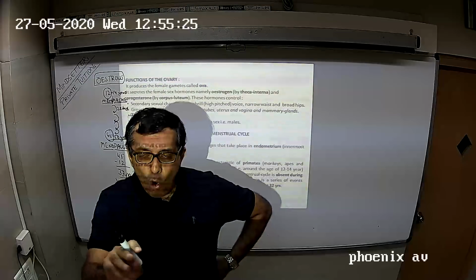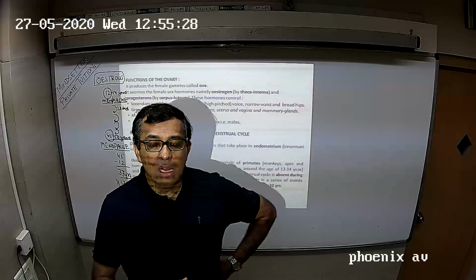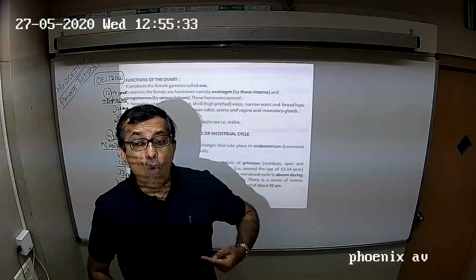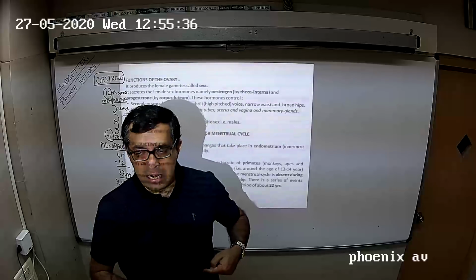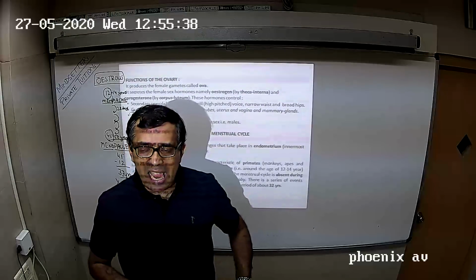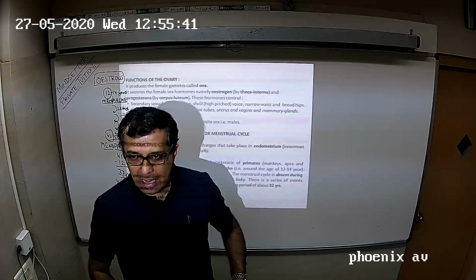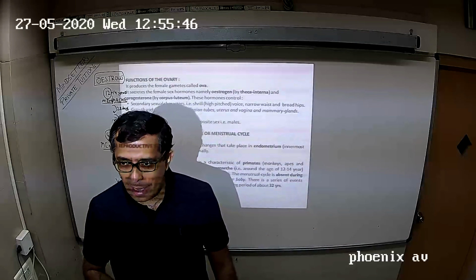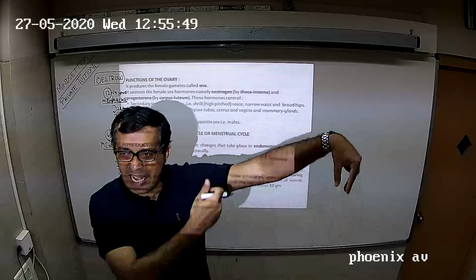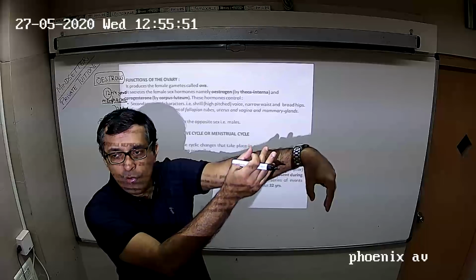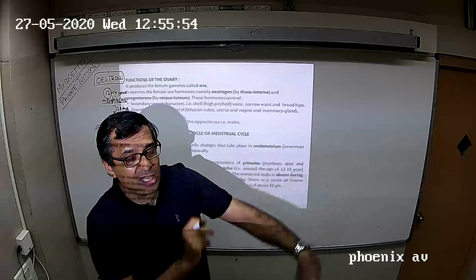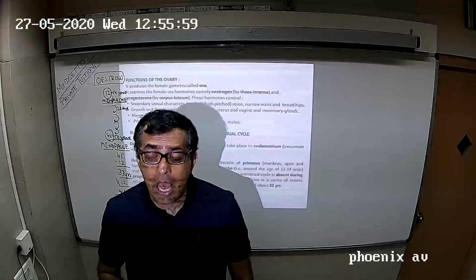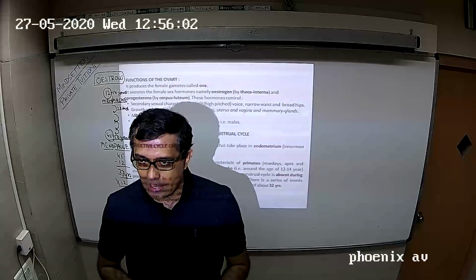So from menarche, 12 to 14 years, till menopause, 45 to 50 years, how many menstrual cycles will take place? 400. How many times will a girl bleed through her vagina? 400. How many ovulations take place? 400. How many ovarian cycles take place? 400. How many chances of babies to be born? 400. So 400 ovarian cycles, 400 ovulations, in other words 400 chances of fertilization, and if it does not take place 400 times, menstruation will take place.